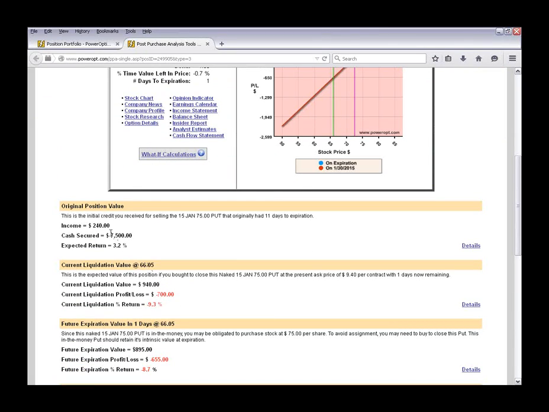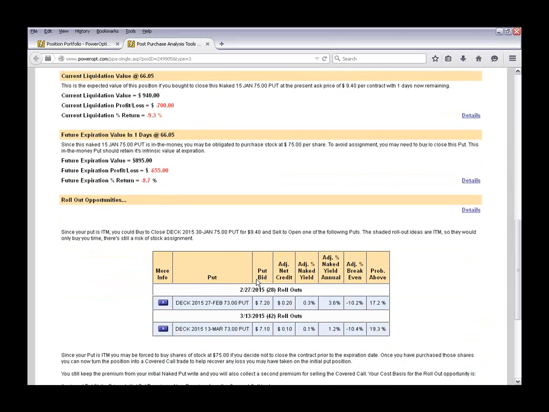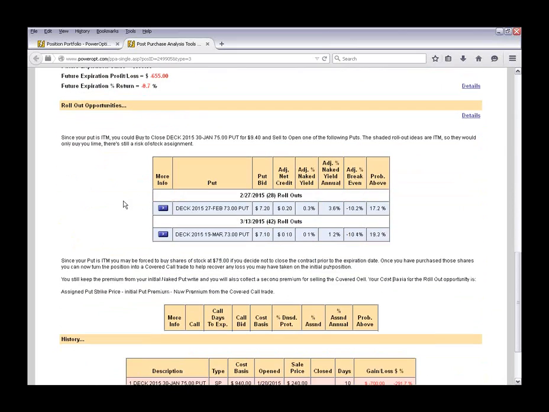We're down 9.3%. That's based on the $7,500 cash secured requirement for the naked put position. All right, and we're shown here that we have a couple of rollout opportunities. It tried to calculate some for us. Since our put is ITM, we could buy to close it at $940 and sell to open the following put. We're going out of the money.